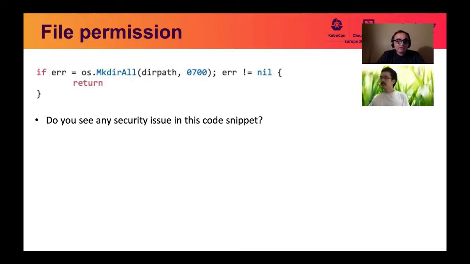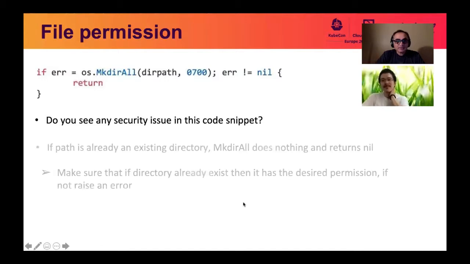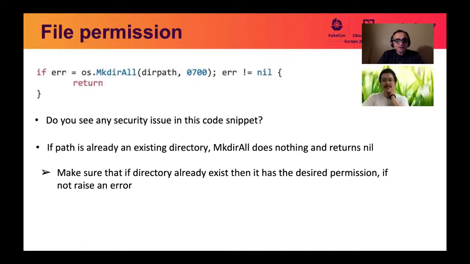Well, I wish we were talking in person and I could see the raised hands. But we're recording, so I will go ahead and show what's wrong here. The problem is if the provided directory path already exists, then MkdirAll does nothing and it returns nil. So the flow continues with nil. That's what the project was doing.